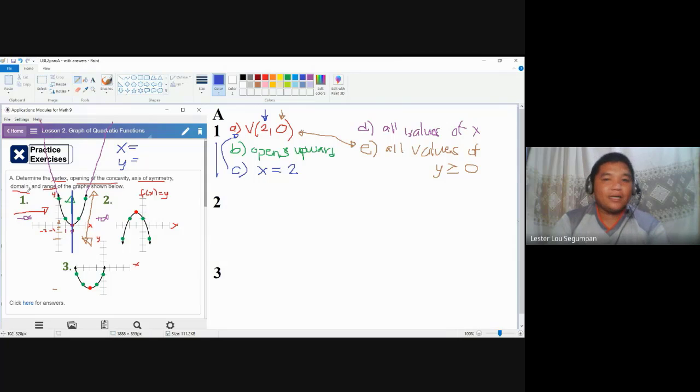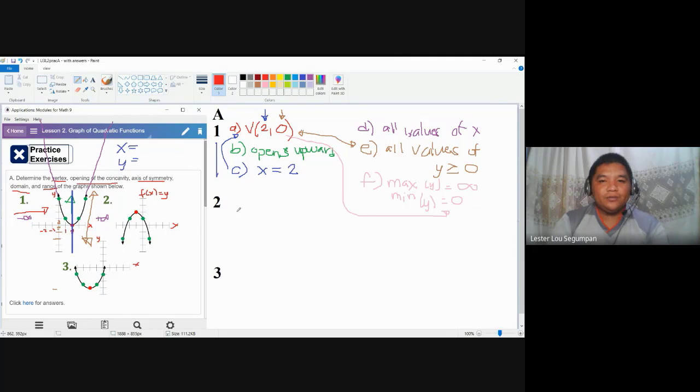Aside from that, it's not part of the problem, but if I'm going to include letter F, I'm going to ask about the minimum or maximum value for y. The maximum value of y is infinity because it extends upward. But the minimum value of y is still the vertex here. The minimum value of y is 0. Why minimum? Because it opens upward. For number 2, it opens downward. Let's check the analysis later on.